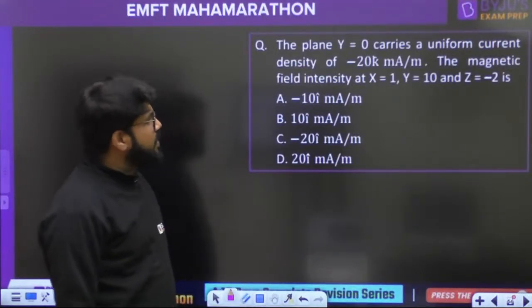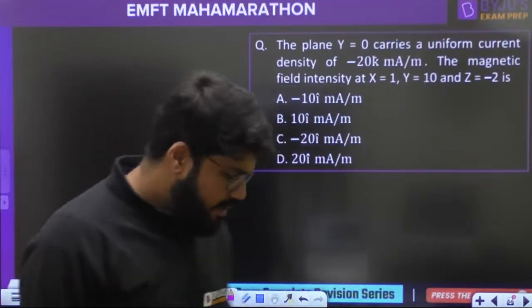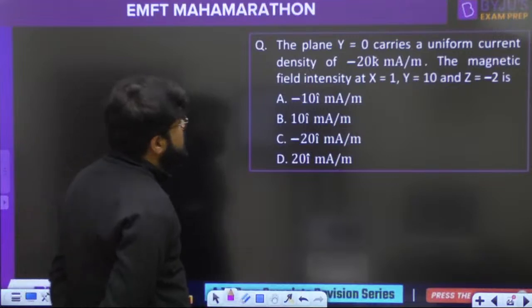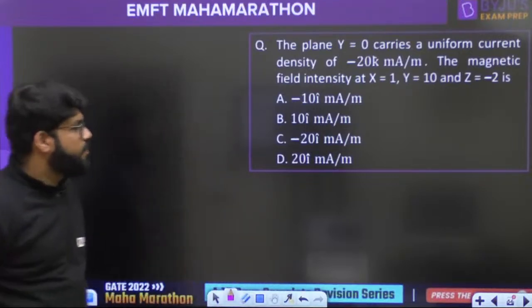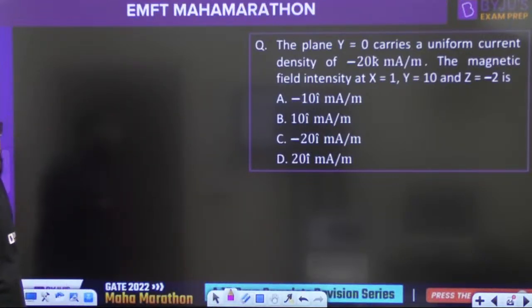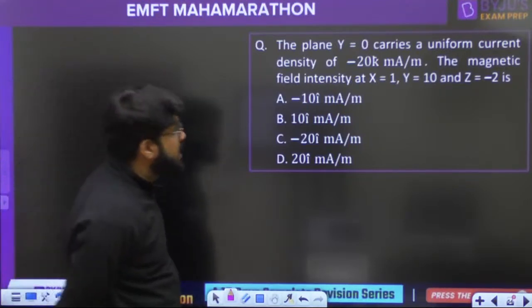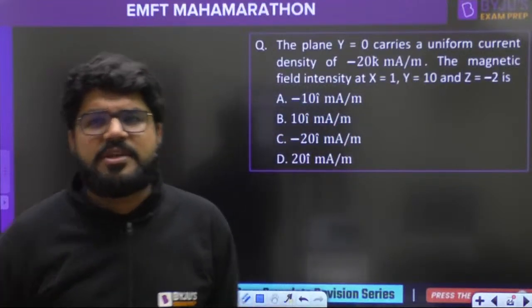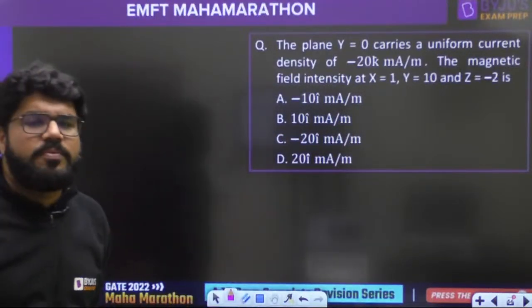The plane y equal to 0 carries a uniform current density minus 20k milliampere per meter. What is the magnetic field intensity at x equal to 1, y equal to 10, z equal to minus 2 will be.